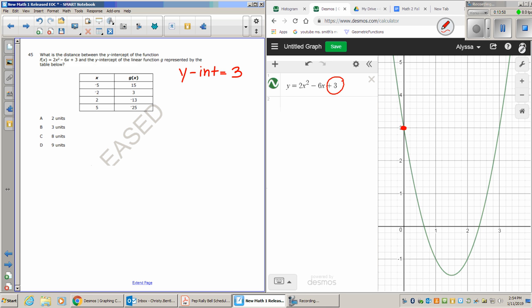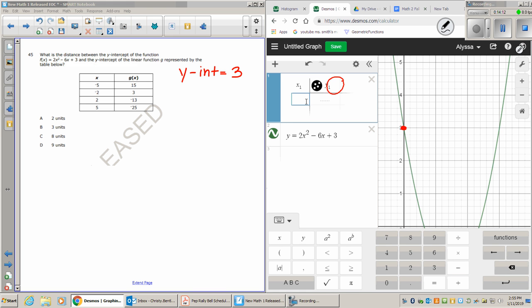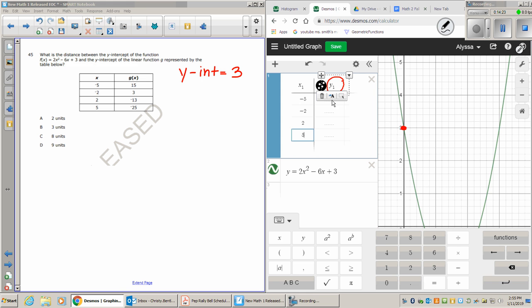Now, I'm going to show you a trick with the linear function. We have a table of values, so we're going to click the plus sign, and instead of entering an equation, we're going to enter the table of values. So select table, and under x1, you're going to type in your negative 5, all of your x coordinates, negative 2, 2, 5. Under list 1, you're going to type in 15, 3, negative 13, and negative 25. So those points are on the graph.